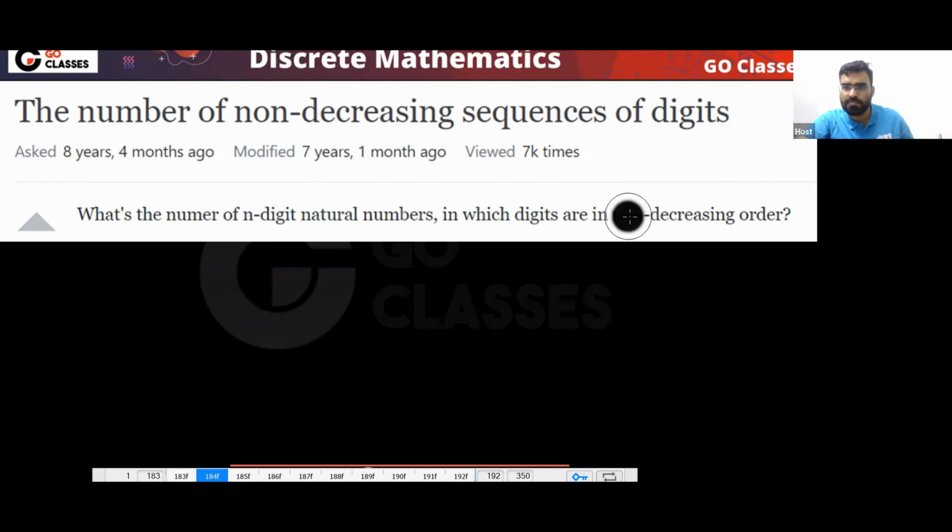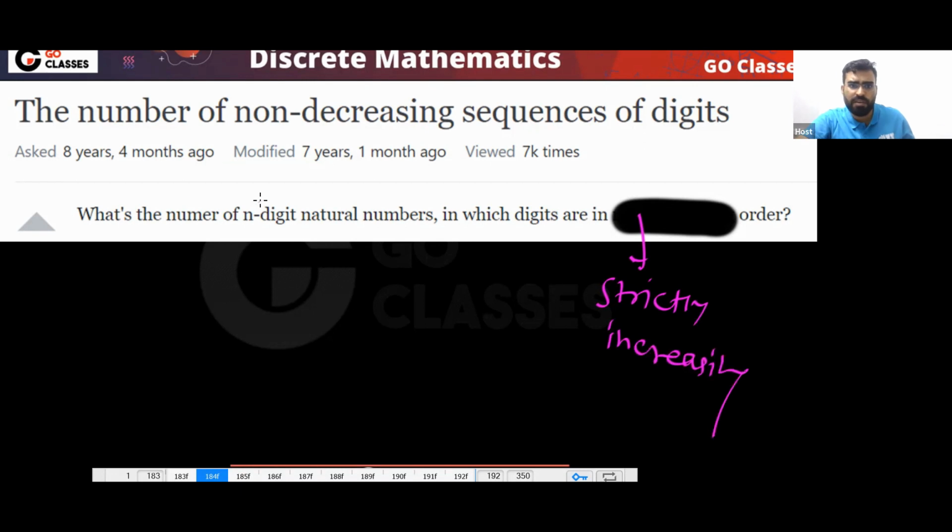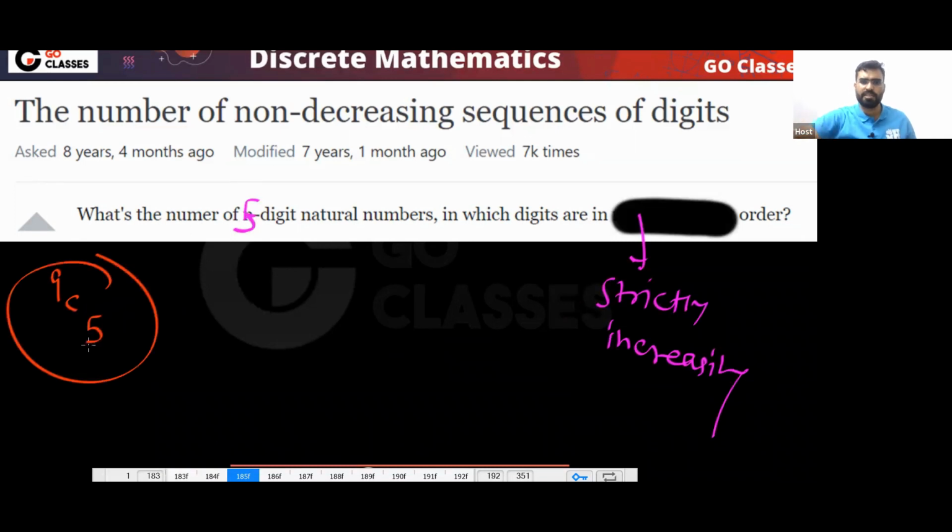What about increasing? Strictly increasing. If I do 5-digit natural numbers in strictly increasing order, now you have to do 9C5. You cannot select 0. You cannot even select 0.